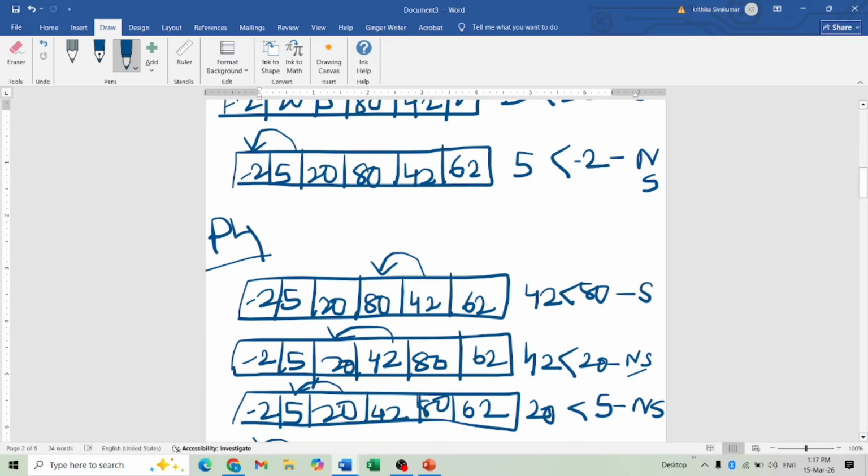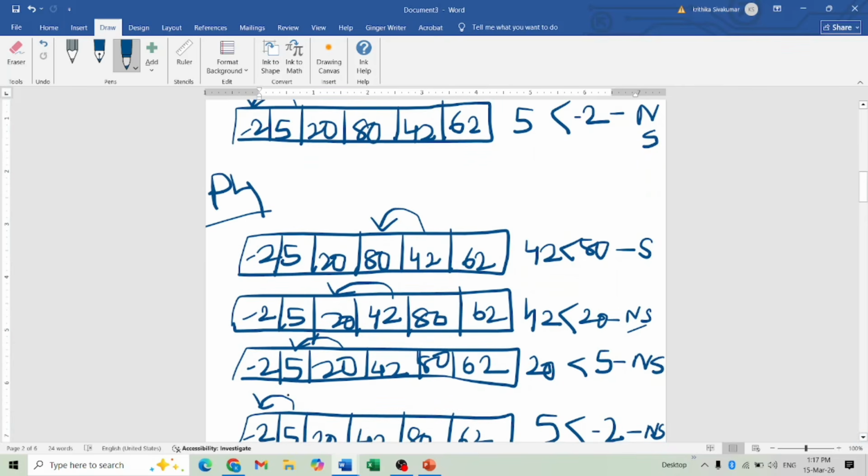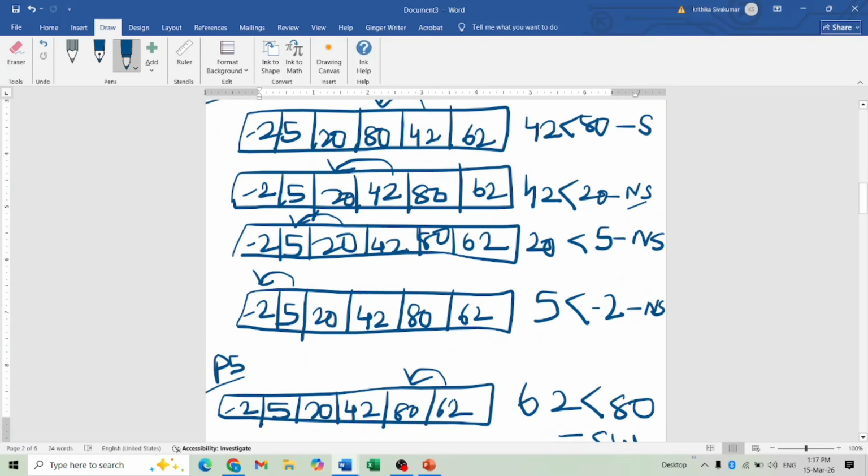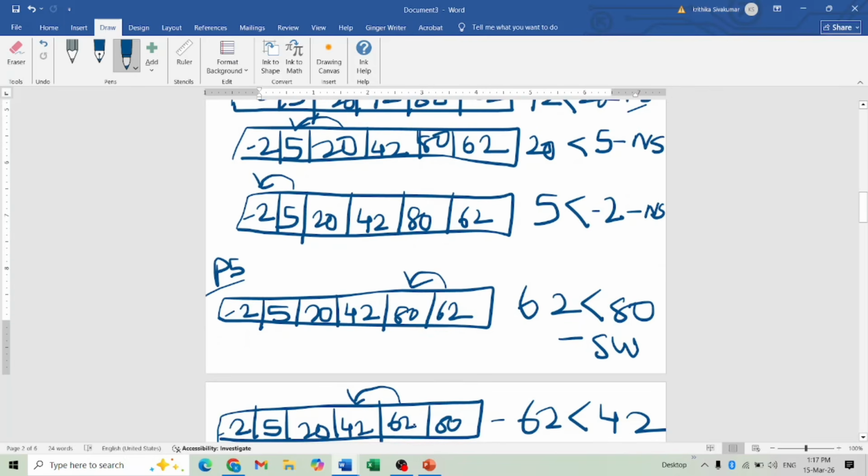Don't stop here. You have to continue. Now continue with 20, because we are finding the smallest element, right? So 20 you compare with 5. No swapping is required. Again, 5 and minus 2. No swapping is required. Is it clear? Now pass 5, you do with the 62 element. 62 to 5th, yes, swapping means you have to swap. Again, 62 to 42, no swapping is required. Again, 42 to 20, mention no swapping. Then 20 to 5, and 5 to minus 2. So by pass 5, all the elements will get sorted.